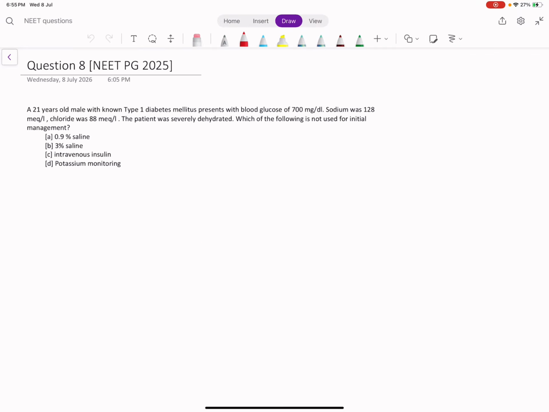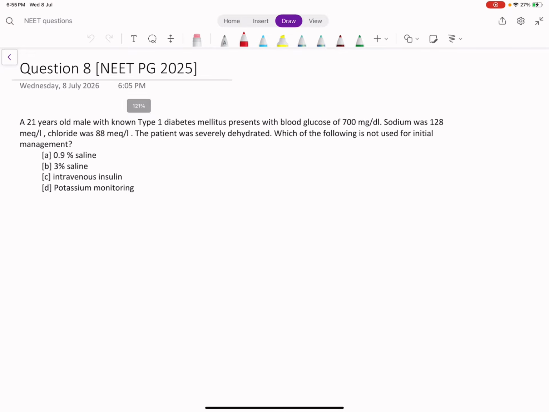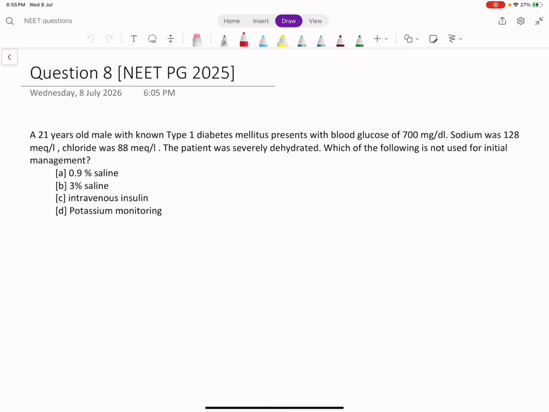Thank you. Coming to question 8 of previous year NEET questions 2025. So this question we'll read from the last line. Which of the following is not used for initial management? So you have to find out the disease and think about what treatment is to be given and not to be given. Remember the question, what is not to be used? During stress, we often get confused with yes or no questions. Please note the word which is not to be used here.